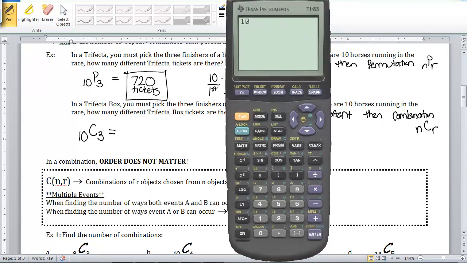I'm again going to enter the number of objects, so 10 horses, go to Math, scroll over to Probability, and you'll notice the third option is nCr. That's for combinations. Press Enter, and then again the number that you're going to be choosing for this combination. And that, if you notice, is only 120.